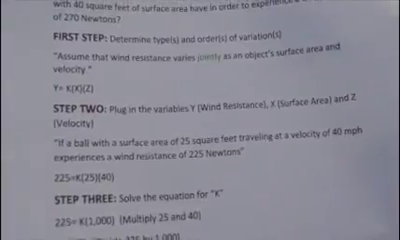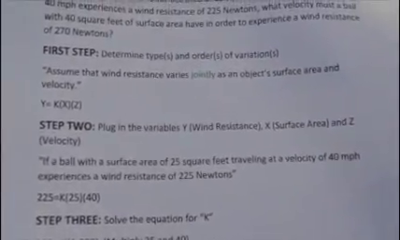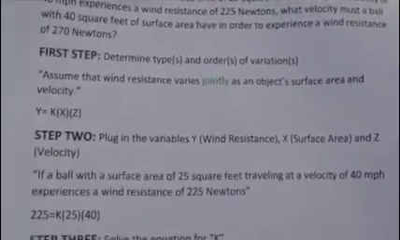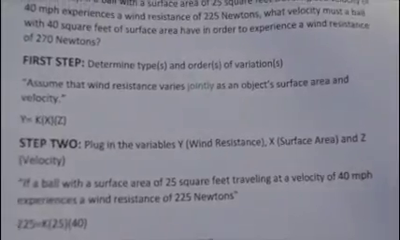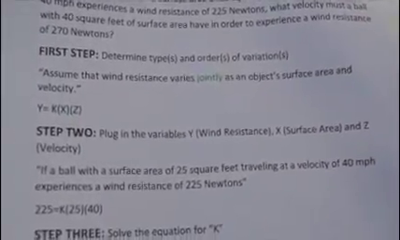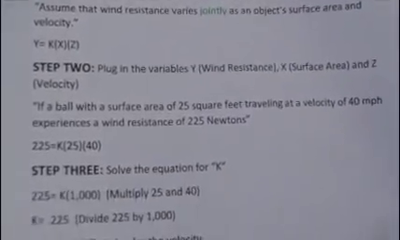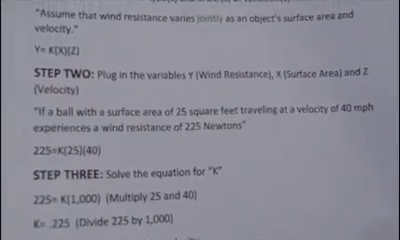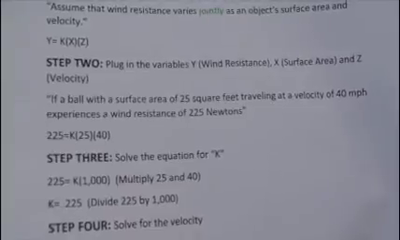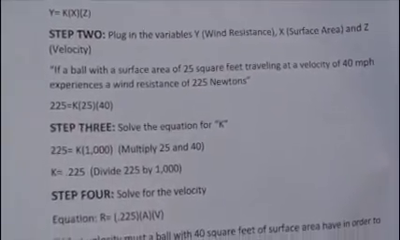Our first step is to determine the types and orders of variations. Assume that the wind resistance varies jointly as an object's surface area and velocity. Y equals kxz. Step 2. Plug in the variables: y, wind resistance, x, surface area, and z, velocity. If a ball with a surface area of 25 square feet traveling at a velocity of 40 miles per hour experiences a wind resistance of 225 newtons, 225 equals k times 25 times 40.